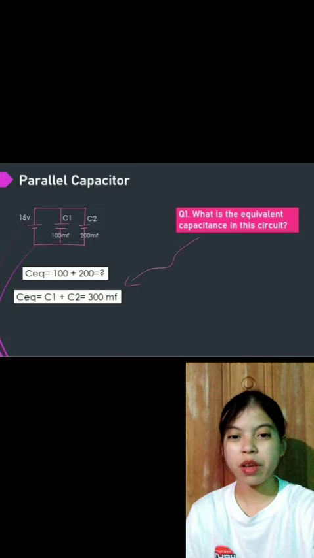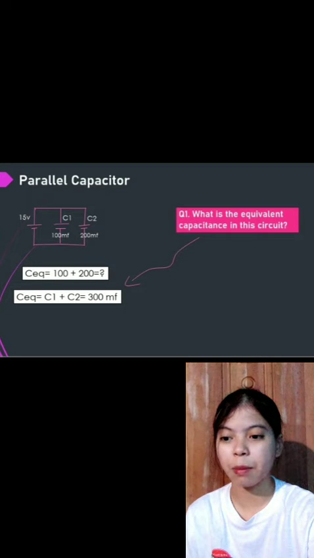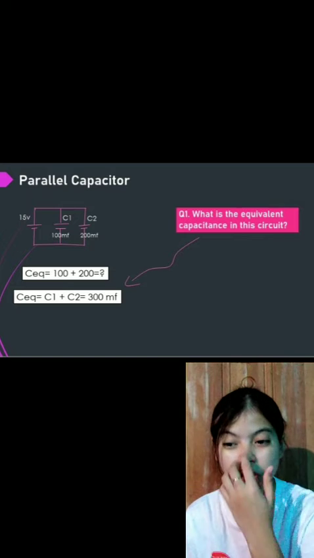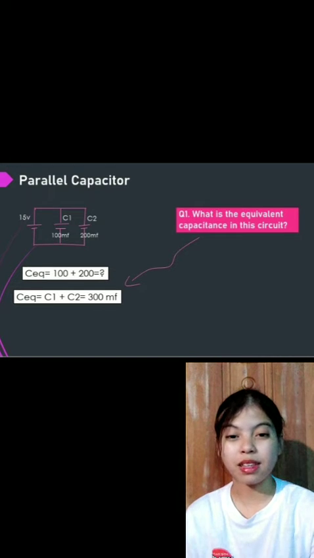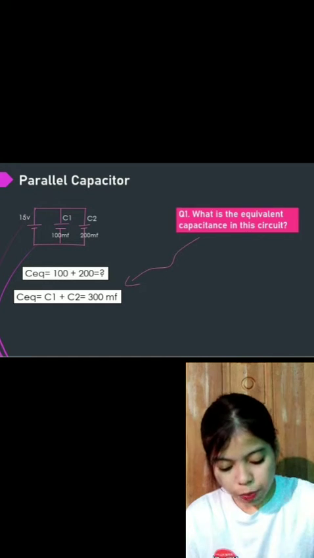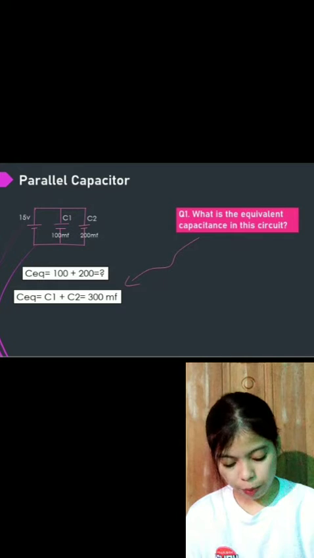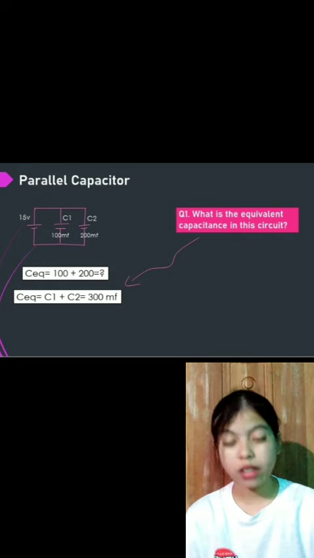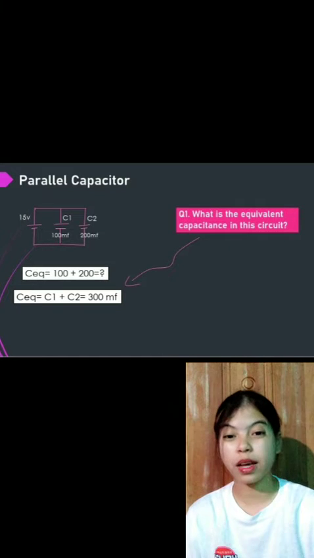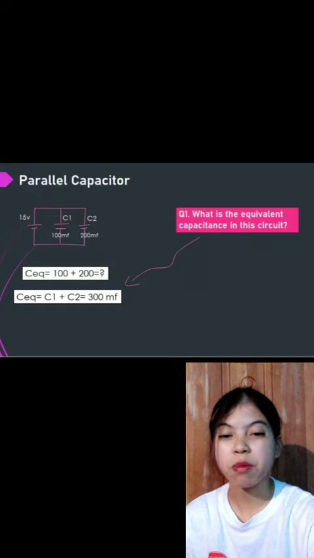So we have here a battery with parallel capacitors. As you can see, we have the first example, and the first thing we need to know is the equivalent capacitance in this circuit. For parallel circuits, the equivalent capacitance is the sum of all the capacitors connected in parallel, so we add the two capacitors and get 300 microfarads. CEQ equals 100 plus 200 equals 300 microfarads.